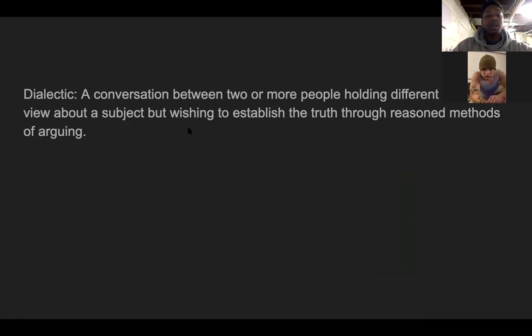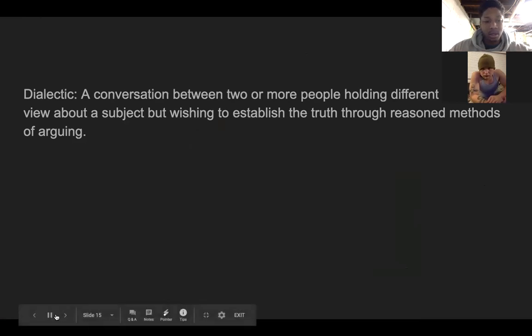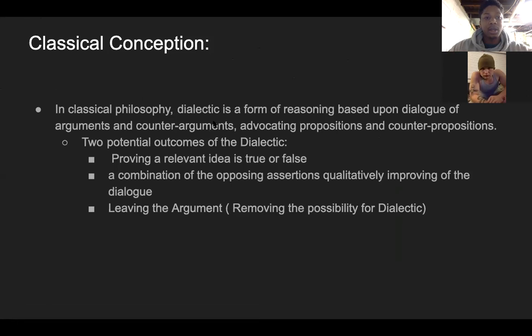All right, so the dialectic is a conversation between two or more people holding different points of view about a subject, but wishing to establish the truth through reasoned methods of arguing. In classical philosophy, the dialectic is a form of reasoning based upon dialogue of arguments and counter arguments, advocating propositions and counter propositions. And there's two potential outcomes of the dialectic.